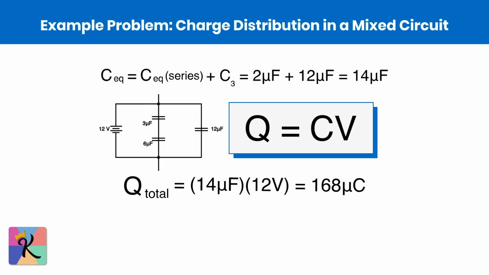Since the 3 and 6 microfarad capacitors are in series, they share the same charge. Therefore, the charge on the 6 microfarad capacitor is 168 microcoulombs.